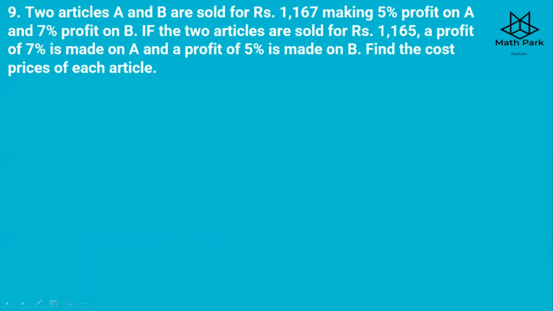Two articles A and B are sold for rupees 1,167, making 5% profit on A and 7% profit on B. If the two articles are sold for rupees 1,165, a profit of 7% is made on A and a profit of 5% is made on B. Find the cost price of each article. See, reading once is not enough. You have to read the question again and again when we are framing equations.